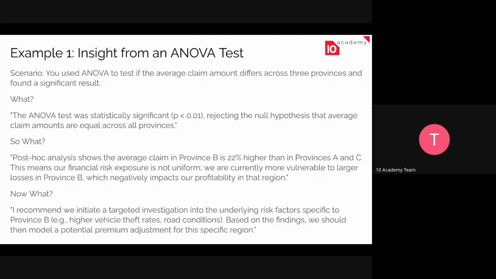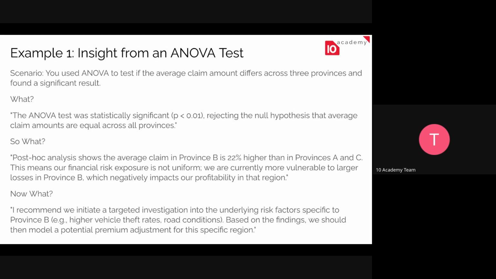So let me just catch you up with the scenario. For this example, assume that you are working with insurance data. That actually is what you are doing right now. You have used the ANOVA test in order to see if the average claim amount differs across three provinces. You have the total claim, which is the numerical column, and you have the three provinces, which are categorical, right?